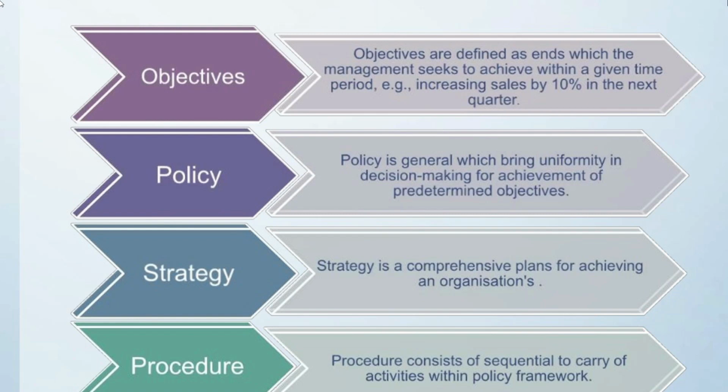Strategy is a comprehensive plan for achieving an organization's objectives. Now let us explain. A strategy helps in determining the long-term objectives of a business. It helps in adopting a particular course of action. Strategy also helps in allocating resources for achieving these objectives. Now let's move to the next type of plan, and this is called procedure.